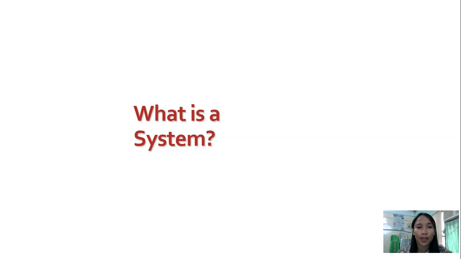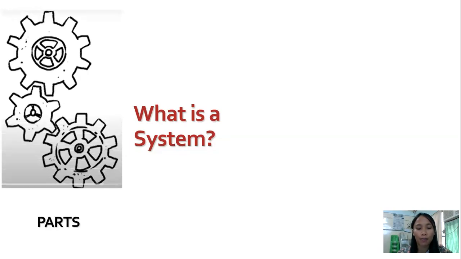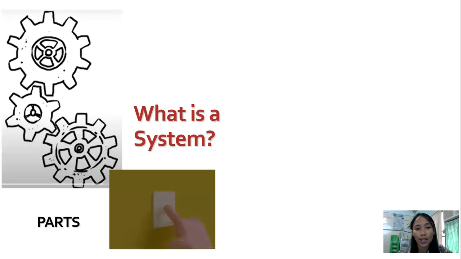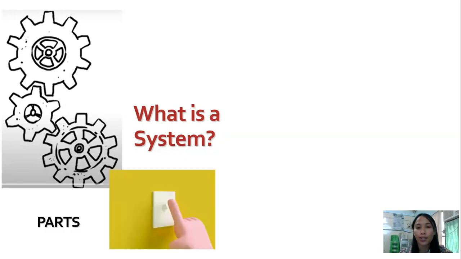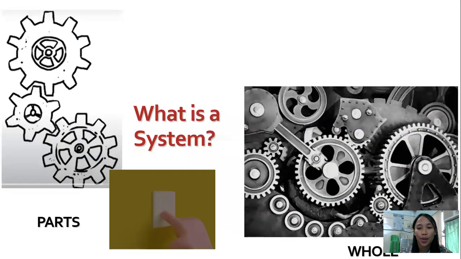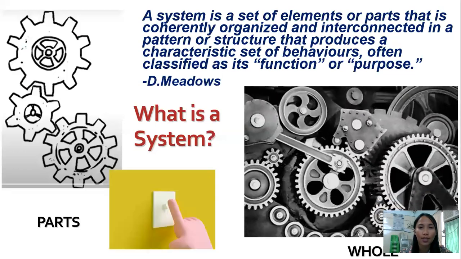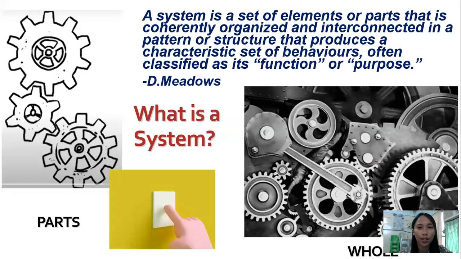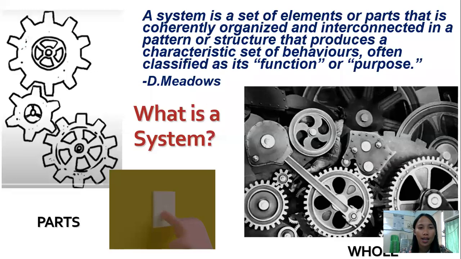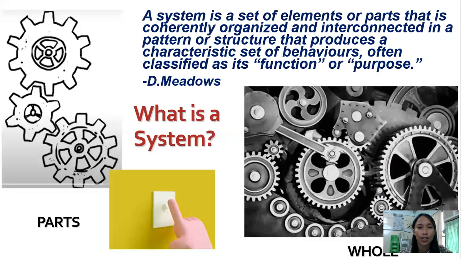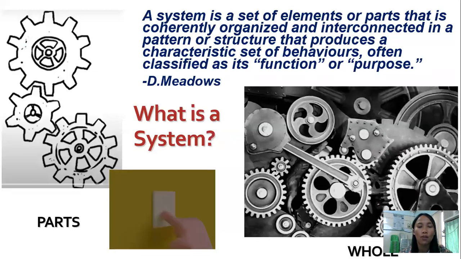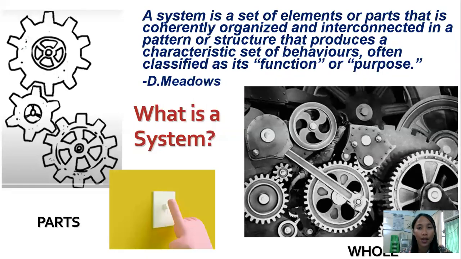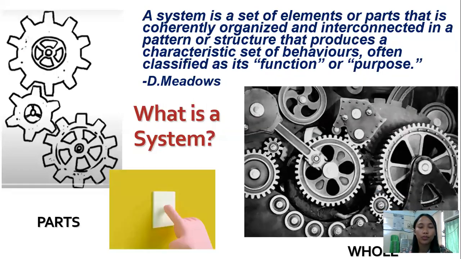A system is any entity that is made of parts which interact, and together these parts create a certain whole. According to Meadows, a system is a set of elements or parts that is coherently organized and interconnected in a pattern or structure that produces a characteristic set of behaviors, often classified as its function or purpose.